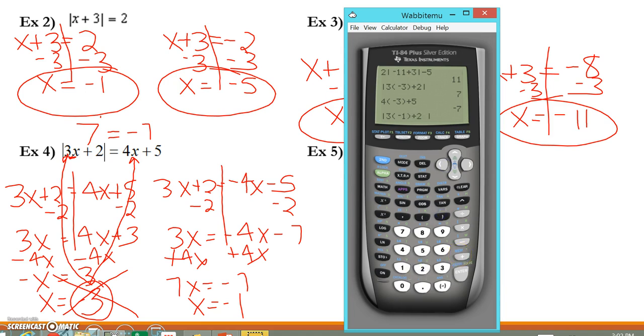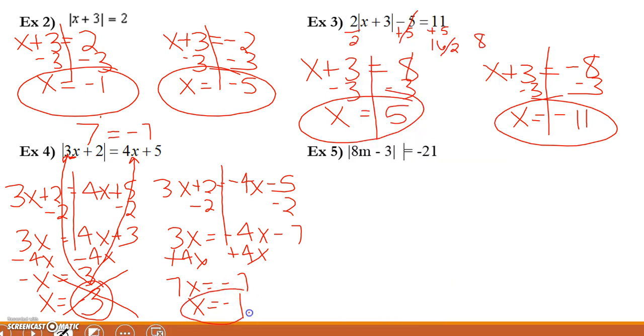So when I plugged it into the left side, I get 1. Now I'm going to plug it into the right side. 4 times a negative 1 plus 5. Notice when I plugged in the left and the right side, I got 1 on both sides. So it doesn't matter if you got a certain number. It matters that they both got 1. So the fact that they both got 1 means negative 1 is an answer.